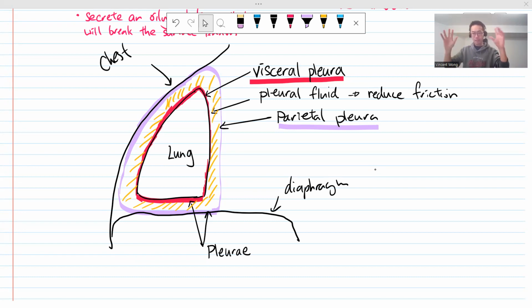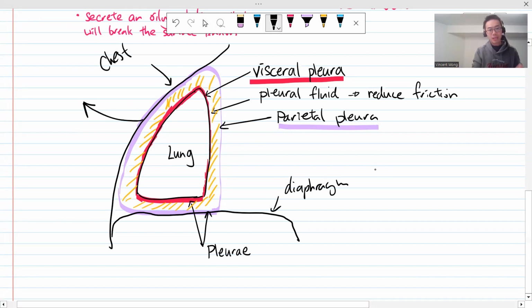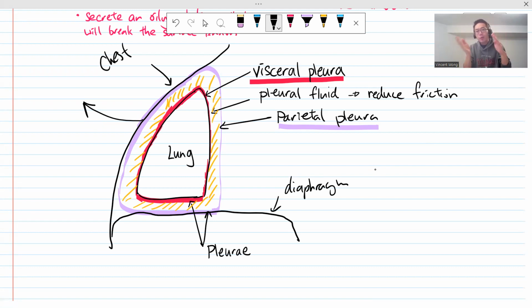So, okay, when you breathe, when your chest goes out, it pulls the purple layer with it, but because of the pleural fluid, the red layer is pretty much stuck to the purple layer. So when it goes, it will pull it along. Same thing at the diaphragm. When the diaphragm goes down, the purple layer, the parietal pleura, since it's stuck to the diaphragm, is going to move down with it.